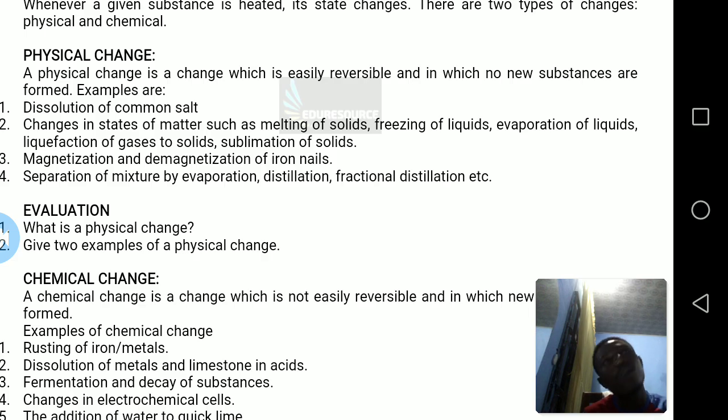When you're cooking, you can open your pot and you see water dripping from the cover of the pot. That is what is happening there. It's liquefaction, where you are transforming gases into liquid. All right. Let me read further.